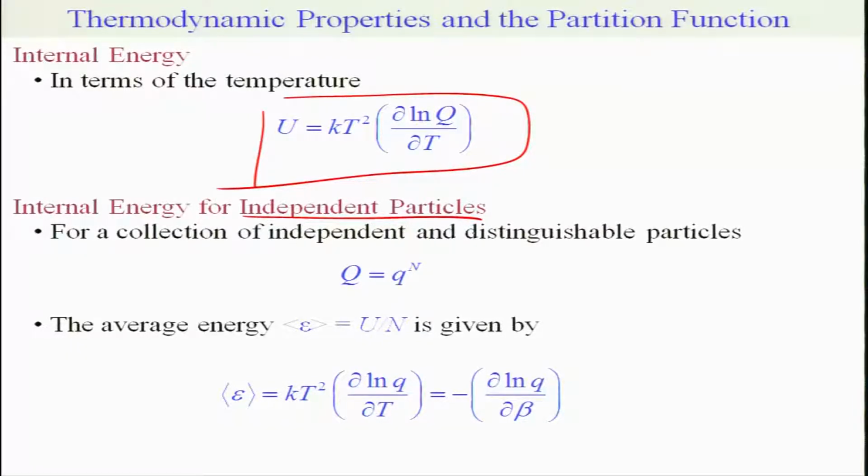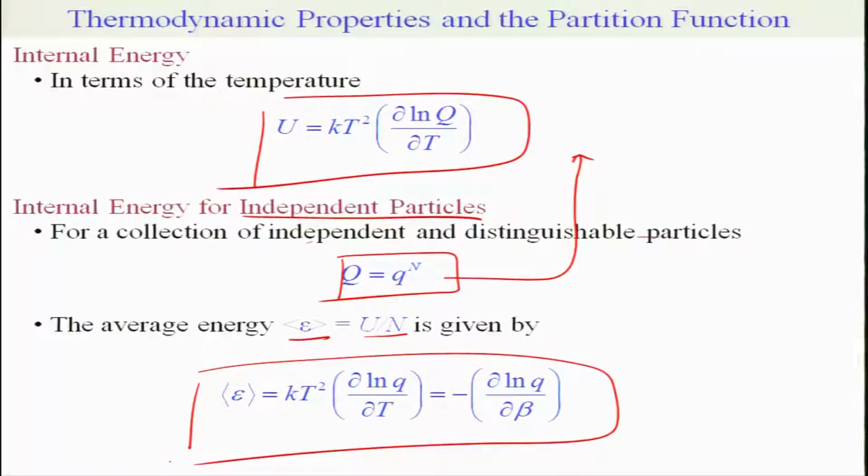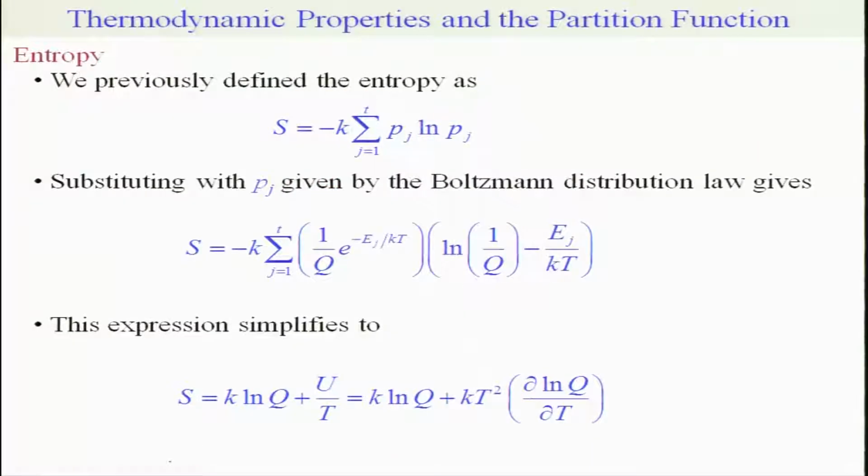For the case of independent distinguishable particles, I can write q is equal to q to the power N. For indistinguishable particles, we will be writing q to the power N divided by N factorial. For the independent and distinguishable case, I can find the average energy per particle, u by N. We can plug in this expression here, and this can be shown to be in this way.